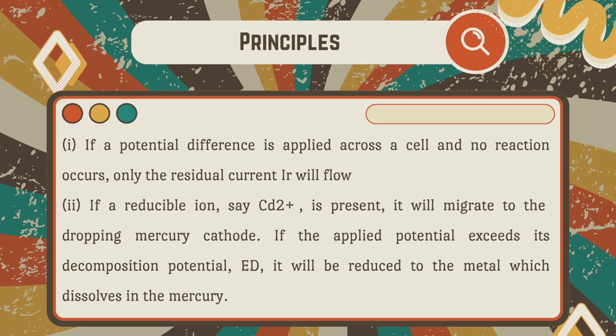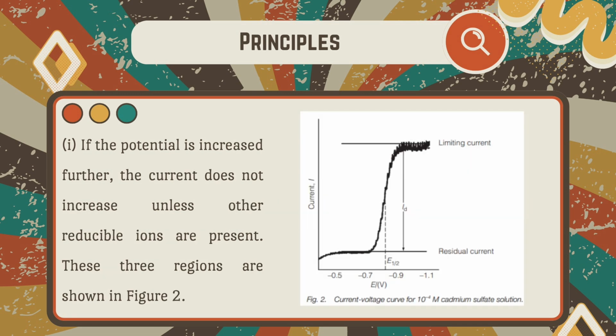The constant depends on the number of electrons transferred. The diffusion coefficient of the ion is in the solution and the characteristic of the cathode. Number three, if the potential is increased further, the current does not increase unless reducible ions are present. These three regions are shown in figure 2.